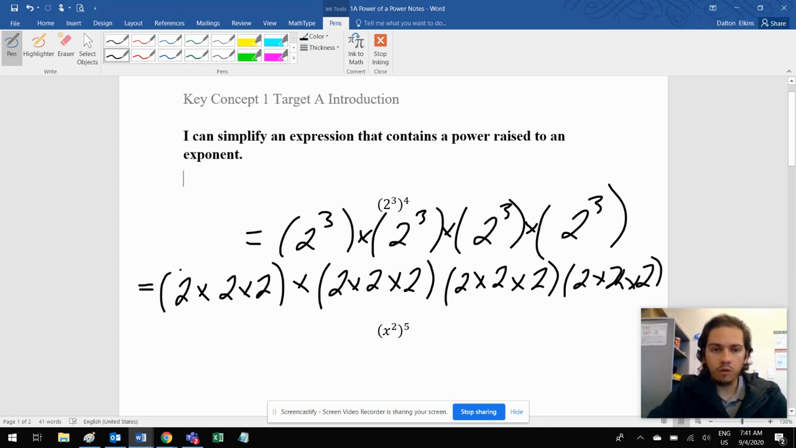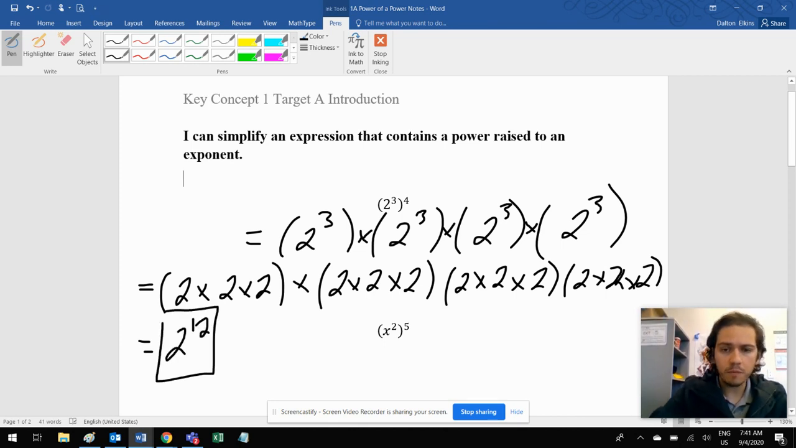So in total, I could count how many 2s that I have, and my answer will be 2 to that power. So I see 1, 2, 3, 4, 5, 6, 7, 8, 9, 10, 11, 12. So 2 to the power 12 would be my final answer there.